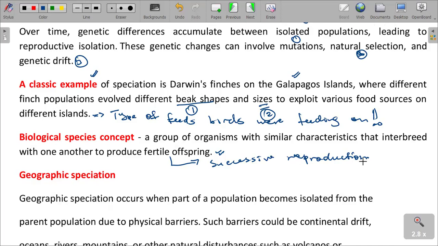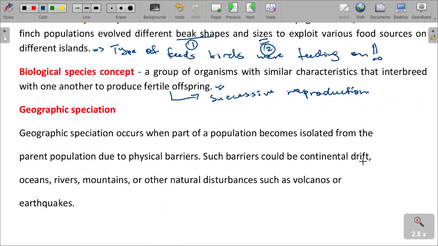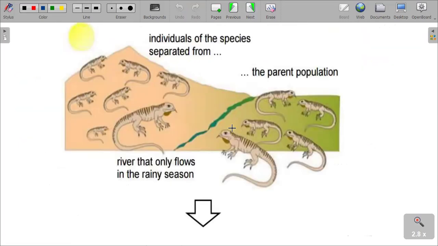So let's talk about geographic isolation and how it occurs. It occurs when a population becomes isolated. Basically, I've already mentioned this, so I want us to look at barriers. I'm talking about continental drift theory, the movement of earth masses. We talk about the oceans, the rivers, the mountain ranges. We can talk about other natural disturbances such as volcanoes or earthquakes, which at the end of the day would also result in geographic isolation.